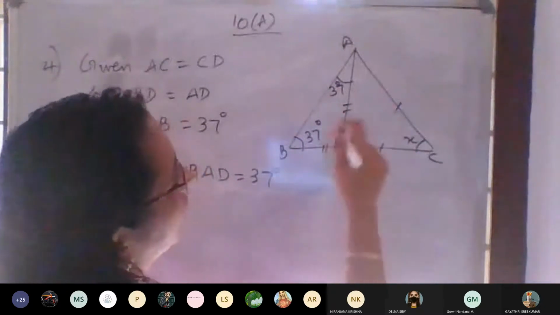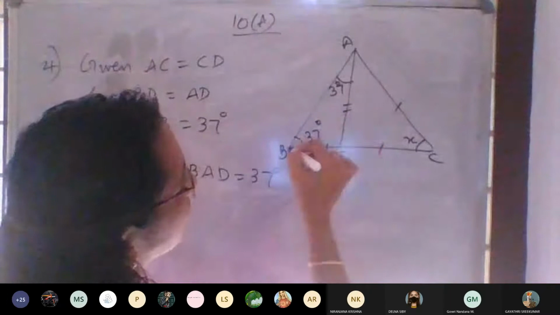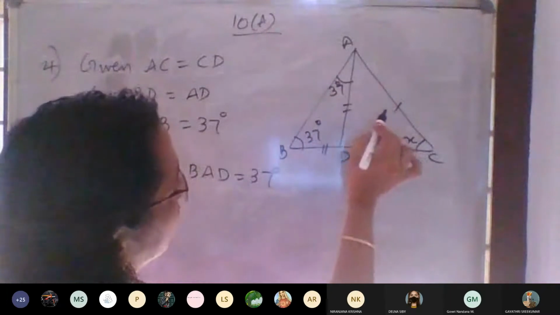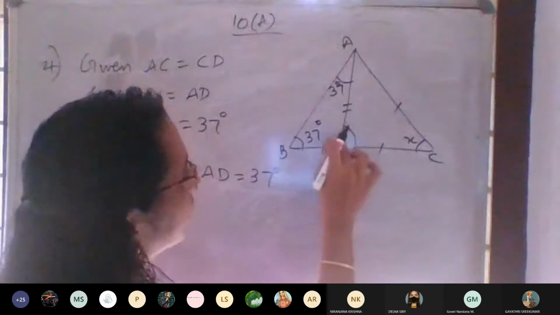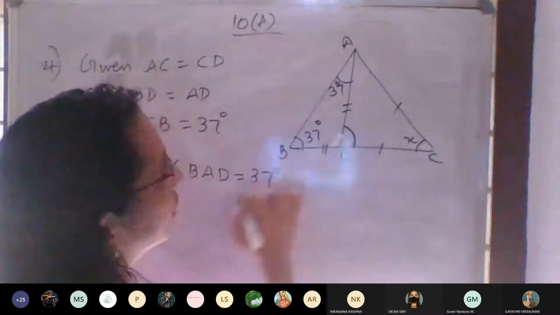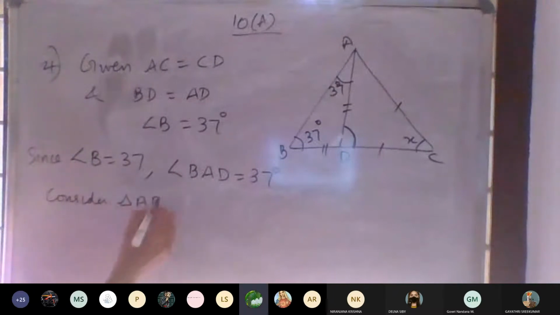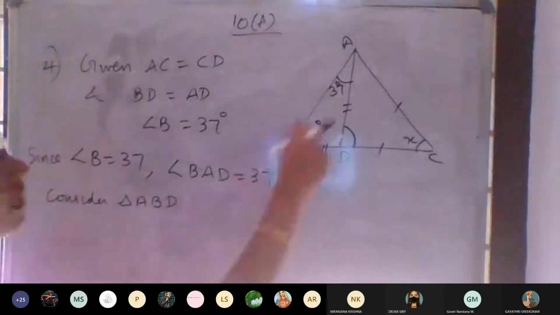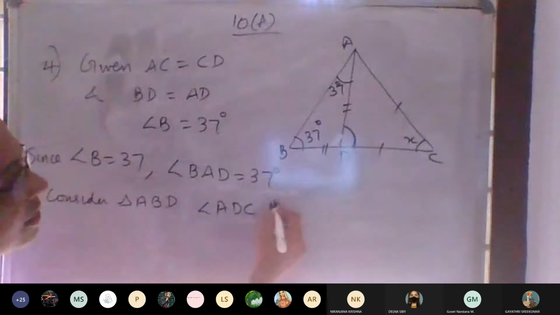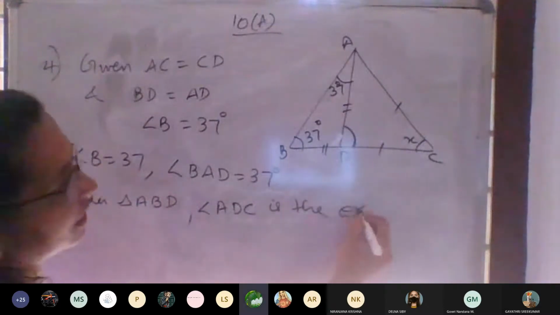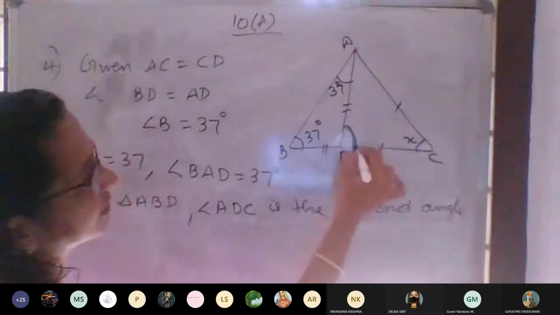So we have to reach X. With 37 here, don't bother about the sum of angles of a triangle being 180 degrees. Instead of finding this angle, we can find this angle. If we consider triangle ABD, angle ADC is the exterior angle.